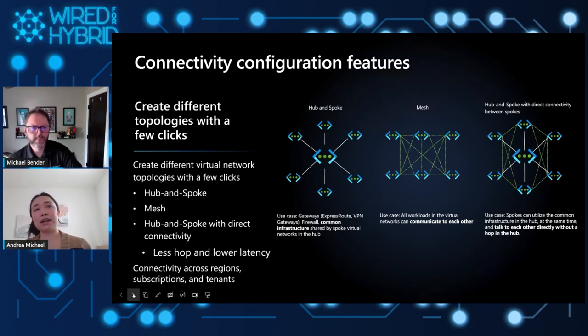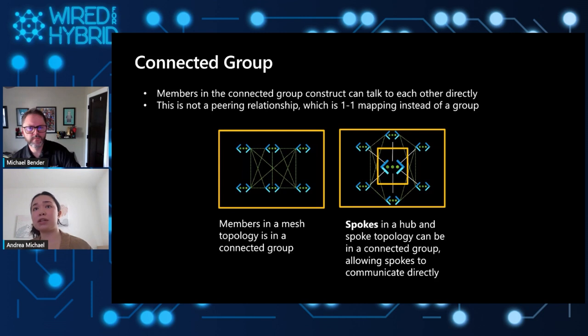Oh, before we get to that, actually, I'll just say one more piece about that connected group. Again, with the mesh and direct connectivity piece of AVNM, we are not using peering. We're using something called a connected group behind the scenes. So again, this is not a one-to-one mapping, and this allows us to exceed normal peering limits. Instead of 500, we're testing even in the thousands. And members in the connected group just can talk to each other directly.